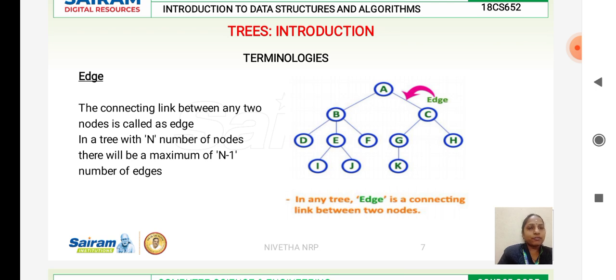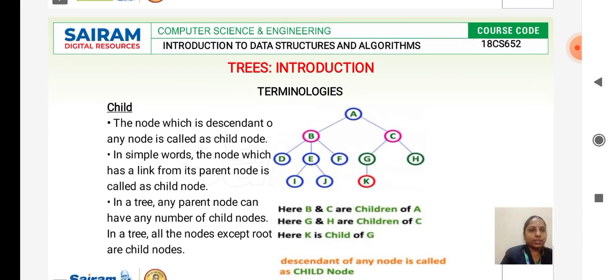With the edges, we will be able to find the number of edges when a tree is given with its number of nodes, by the formula n minus 1. If 10 is the number of nodes, then 10 minus 1 gives 9 edges. See here how many nodes we have: 1, 2, 3, 4, 5, 6, 7, 8, 9, 10, 11. How many edges do we have? 1, 2, 3, 4, 5, 6, 7, 8, 9, 10. So 11 minus 1 gives 10 edges. Edge is a link connecting two nodes. Next terminology is a child.